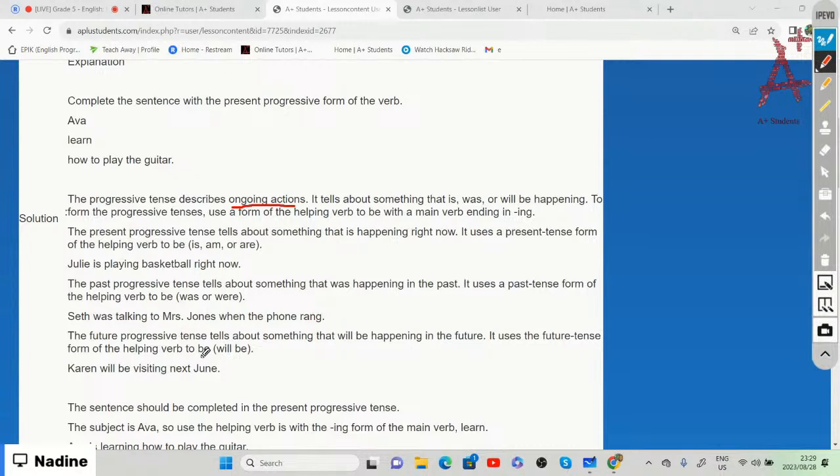Then we have the future progressive tense, which tells about something that will be happening in the future, right? It will be happening in the future. And it uses the future tense form of the helping verb to be, which is will be. So that basically gives us an indication, or shows the ongoing action, in the future. Example: Karen will be visiting next June, right? So will be shows ongoing action in the future. All right.